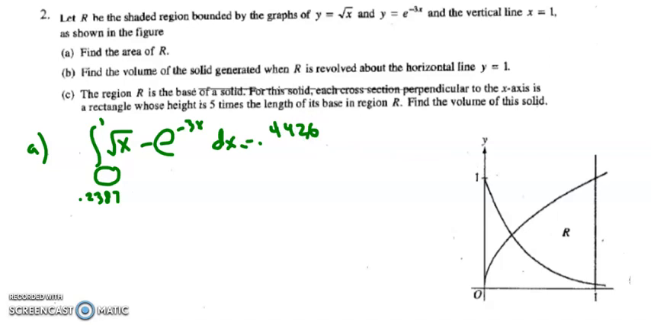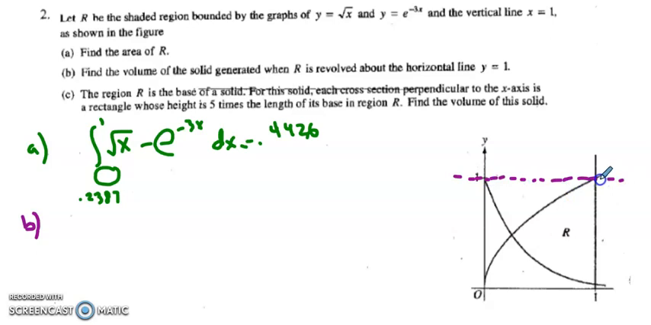Okay. So the next thing that I'm going to do is part B, which says find the volume generated when we revolve around the horizontal line y equals 1. Horizontal line is up here.